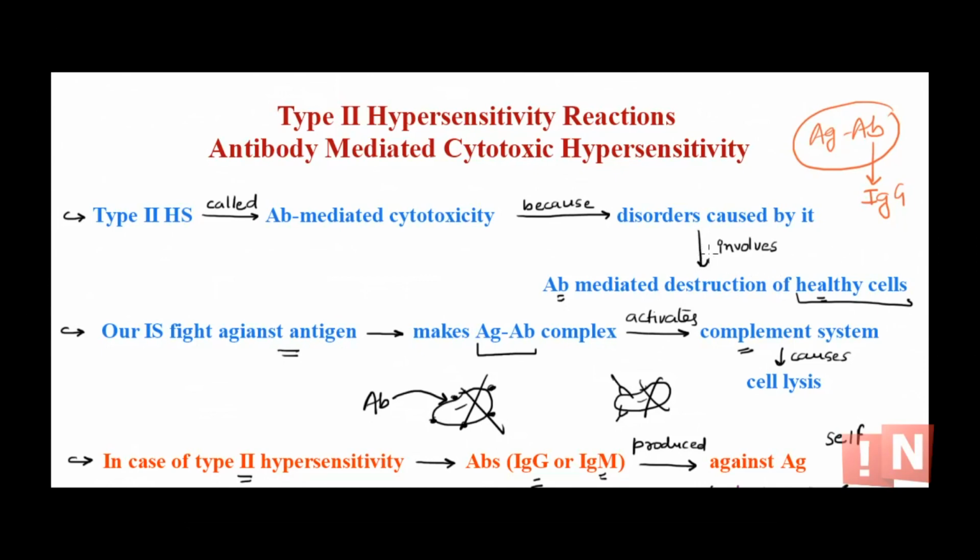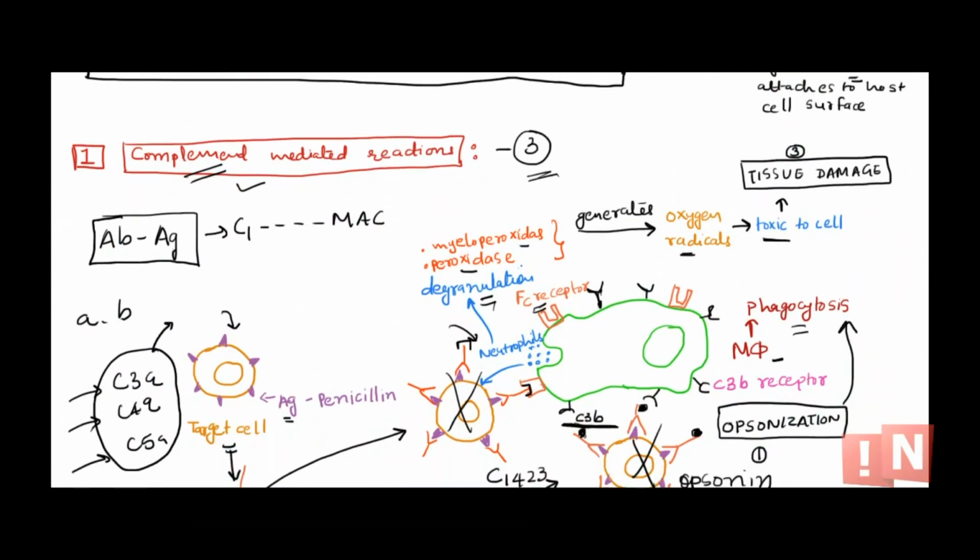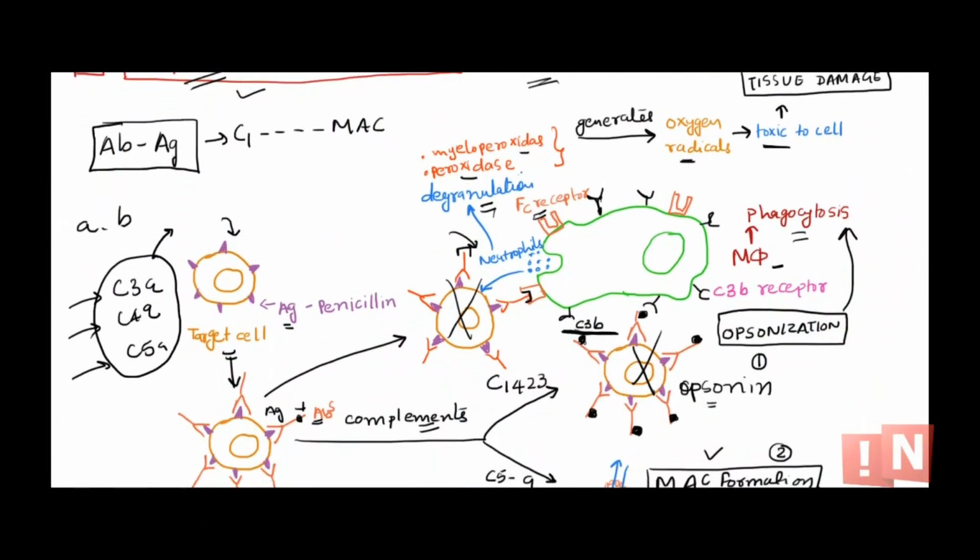Now there can also be extrinsic antigens. As I said, in the case of blood transfusion, the blood group which is not matching is from outside, or some haptens which have entered our body will complex with our own cell, which could trigger type 2 hypersensitivity. Since it is antibody mediated, it is called antibody mediated cytotoxic hypersensitivity. So that's all about type 2 hypersensitivity reaction. We have seen all the mechanisms and some of the examples.